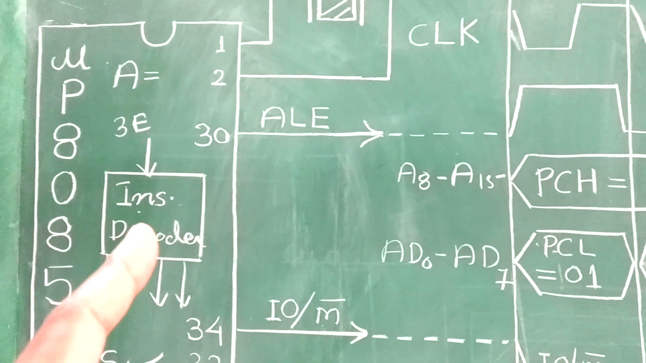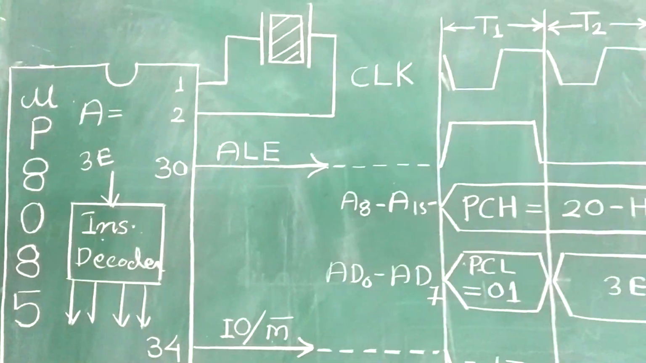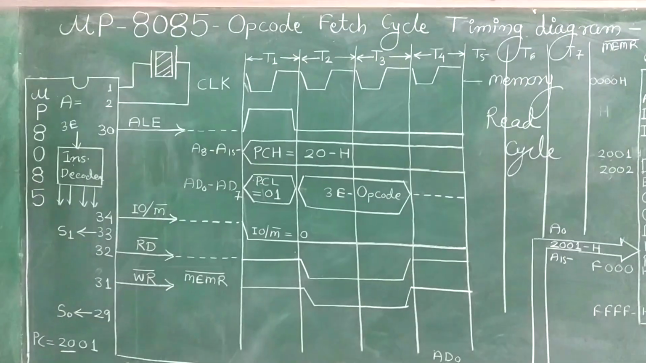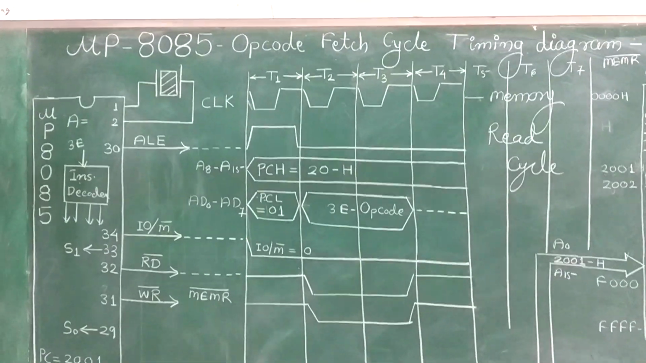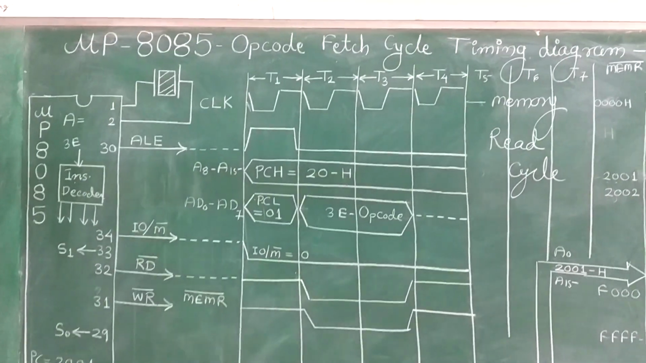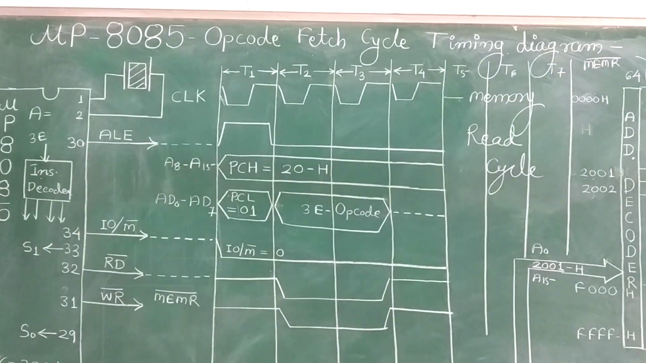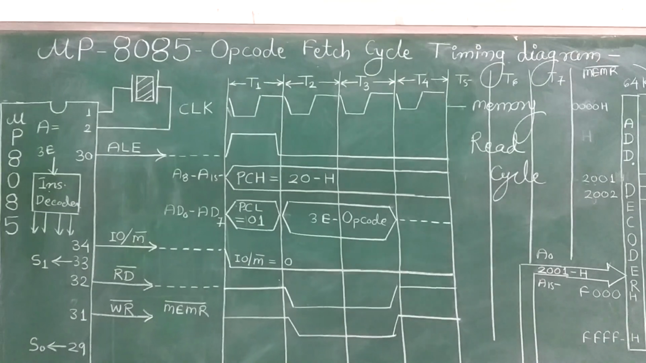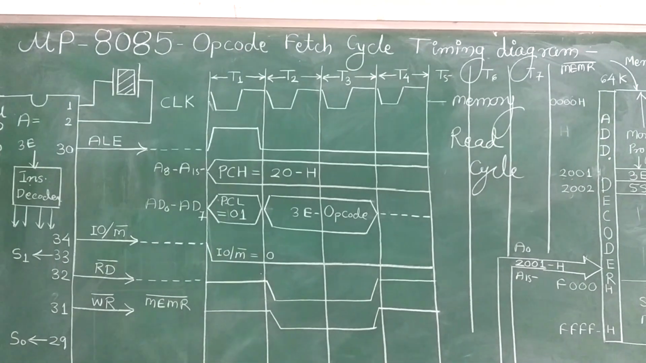Now today we will go ahead by keeping this opcode fetch cycle in the background. We will understand the utility of address latch enable and the demultiplexing process.